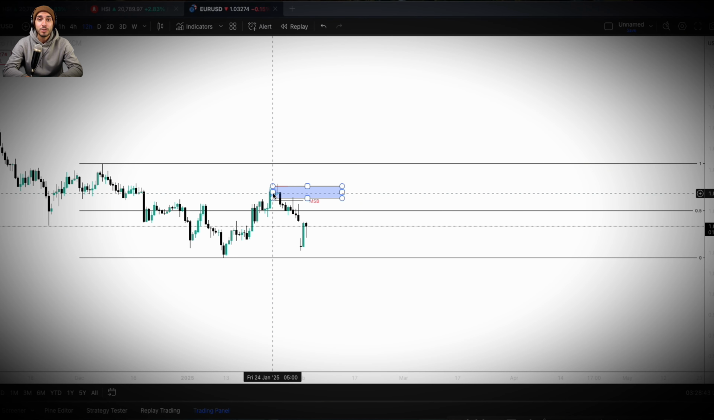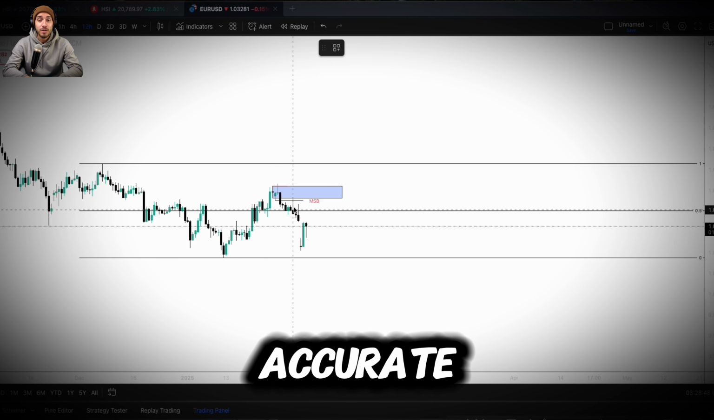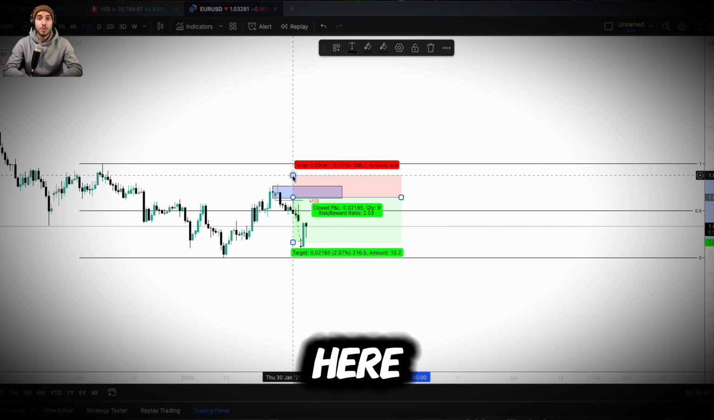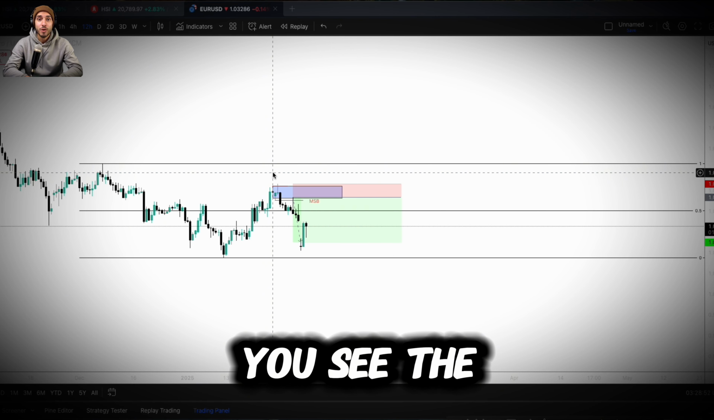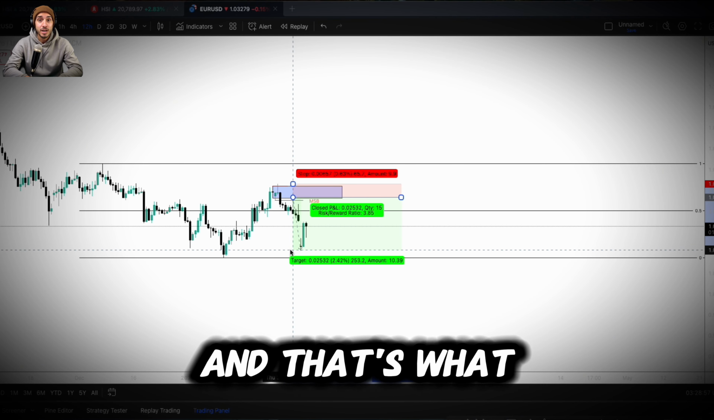Here is the breaker. And look at the precision. Please look at the precision. This is crazy accurate. I would go in short at this candle right here, stop above the high, and then you see this sell-off, crazy. As you know from the first video, I like to target 2R. And that's what I'm happy with.